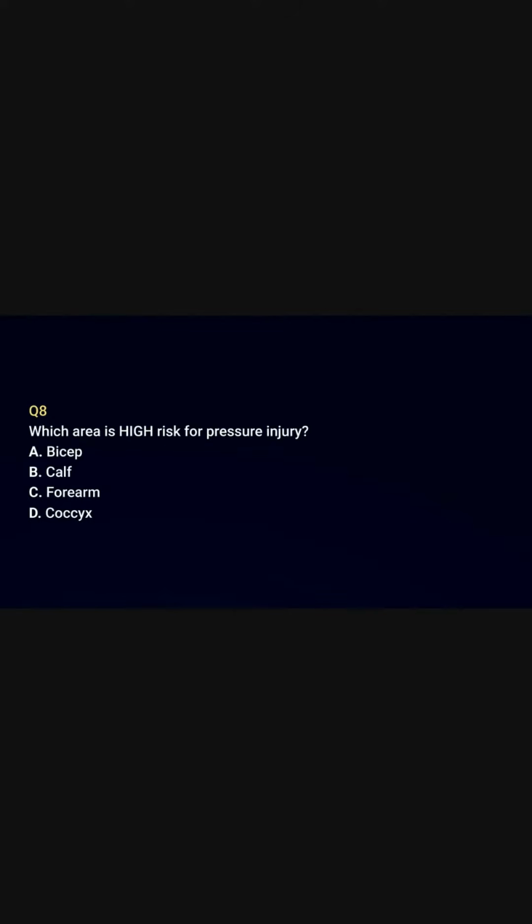Number 8, which area is high risk for pressure injury? Would it be A, bicep, B, calf, C, forearm, or D, coccyx?